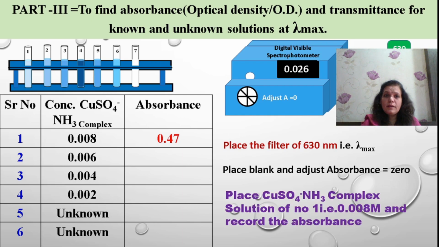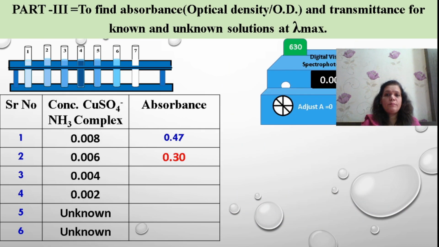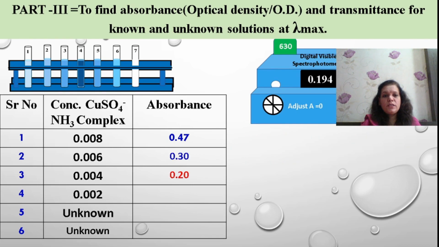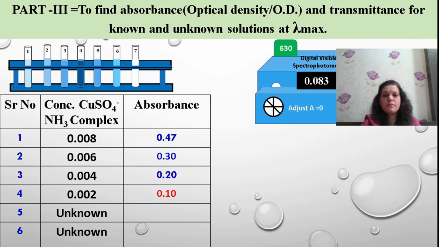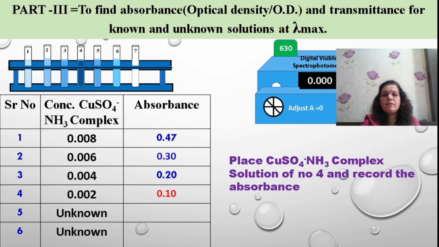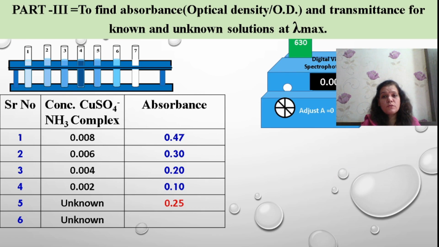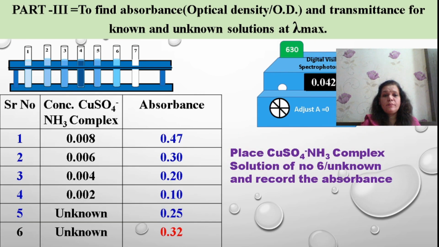Before that you will put a blank, make the absorbance 0 and find out the further absorbance value. Yes, you will change the solution. You will keep the filter constant, you just change the solution, find out the absorbance. Again change the solution, find out the absorbance. Change the solution, find out the absorbance. Find out the absorbance for unknown solution 2.